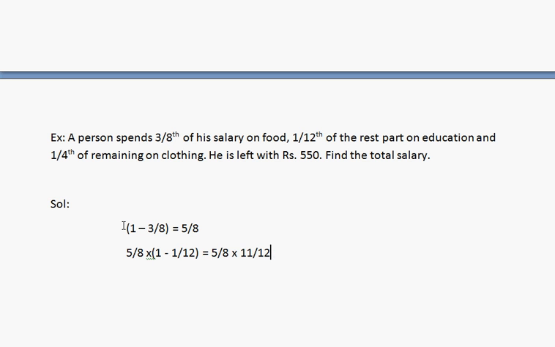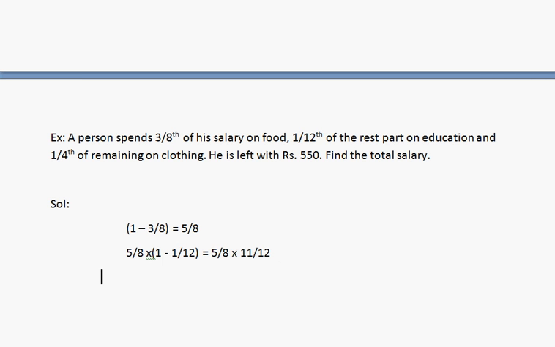So how do we do it? Firstly, we'll find what salary he is left with after spending on food. Now from this residual salary, he spent 1/12 on education. So he is left with what? 1/12 he has spent on education, 1 minus 1 by 12 he is left with, which is 11 by 12. So 5/8 into 11 by 12 x is what he is left with.